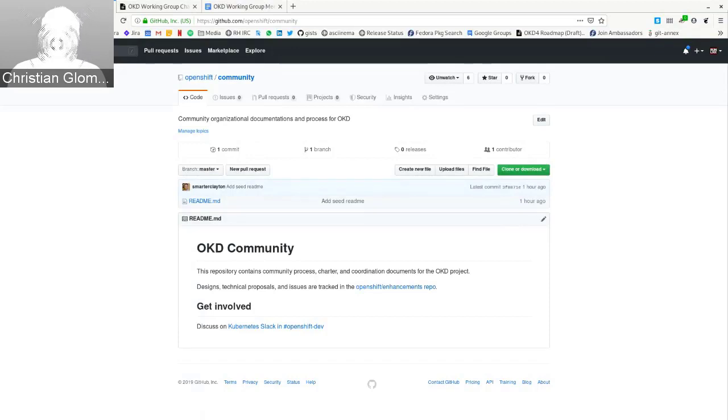So from what I understand, basically anybody who is in the working group and wants to participate in the community should essentially subscribe to watching events on the OpenShift/community repo. Is that correct?